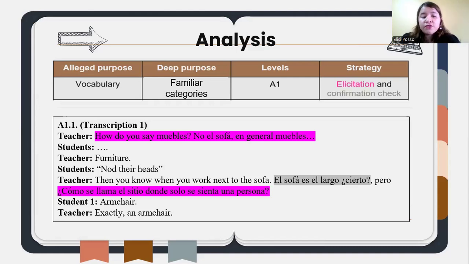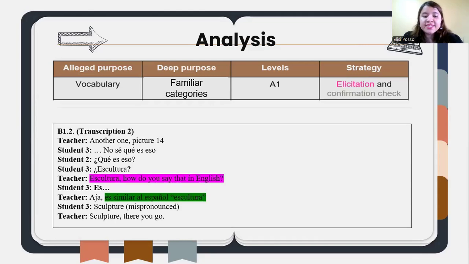Additionally, she uses a confirmation check strategy when she says, el sofá es largo, ¿cierto? So then she can rely on this knowledge to help the students understand the differences in English terms. As you can see, these are the same categories that are shared by both languages.